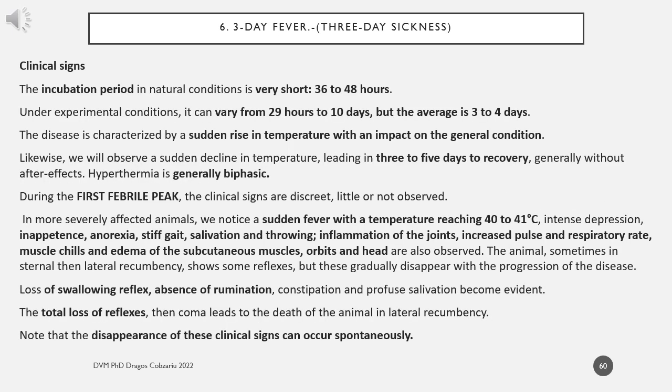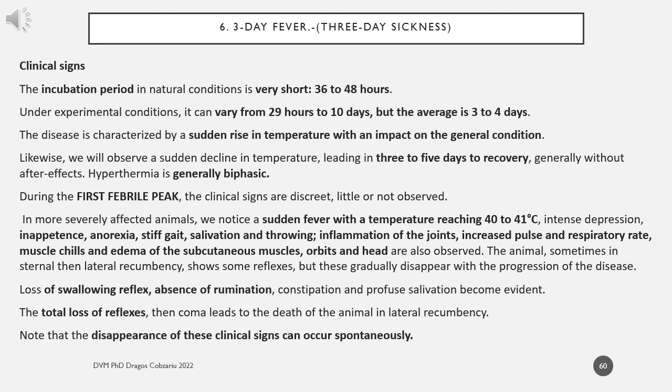Clinical signs. The incubation period in natural conditions is very short, 36 to 48 hours. Under experimental conditions, it can vary from 29 hours to 10 days, but the average is 3 to 4 days. The disease is characterized by a sudden rise in temperature with an impact on the general condition. Likewise, we will observe a sudden decline in temperature, leading in 3 to 5 days to recovery, generally without after-effects. Fever is generally biphasic. During the first febrile peak, the clinical signs are discrete, little or not observed.